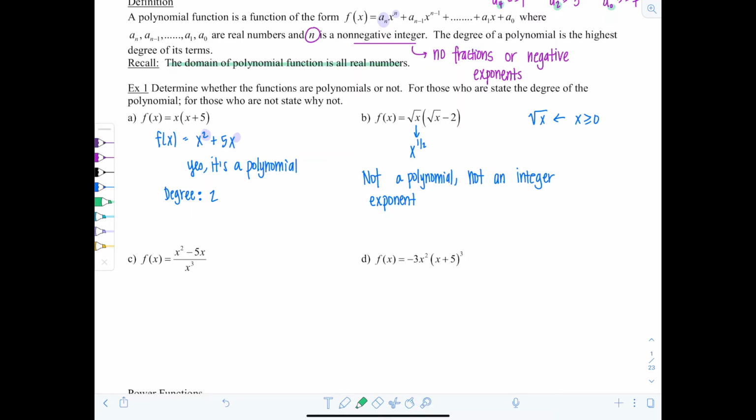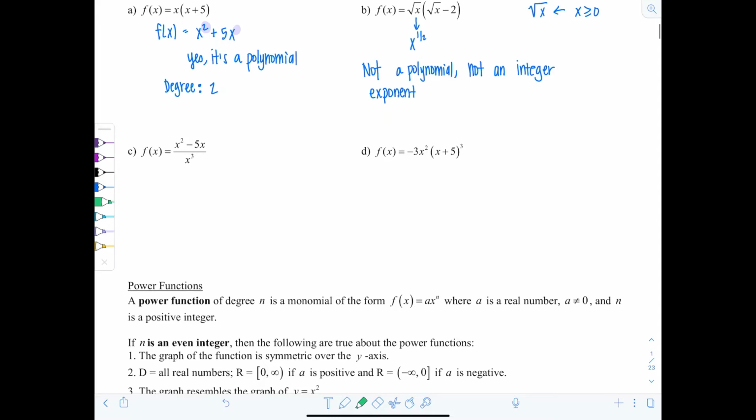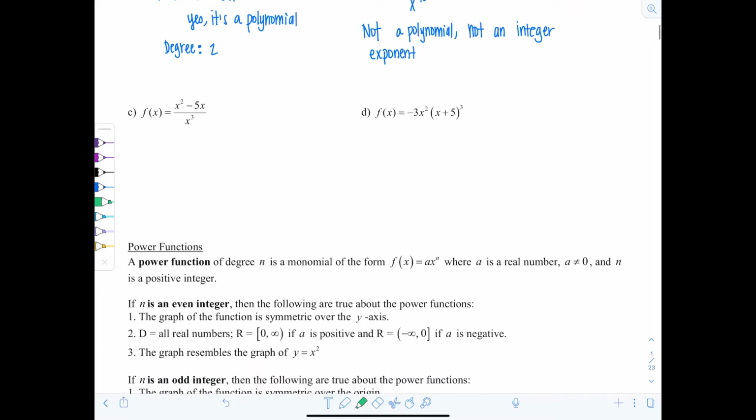All right, example C. f of x equals x squared minus 5x over x cubed. What do you think here?